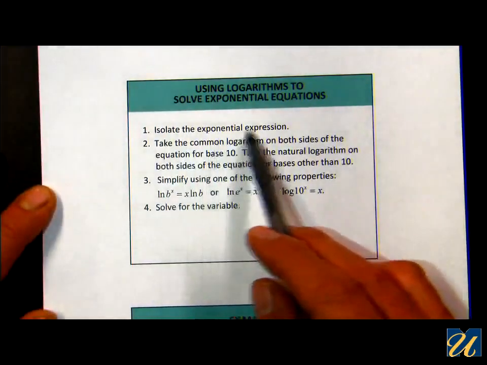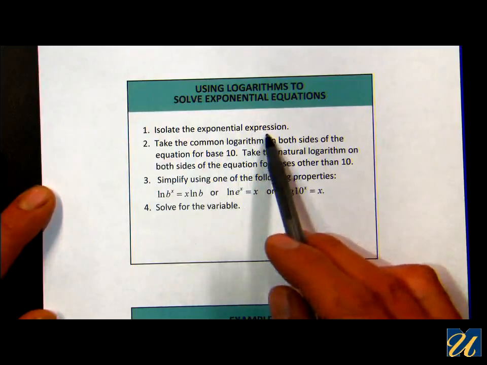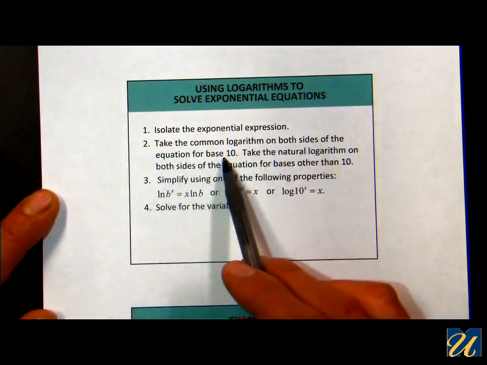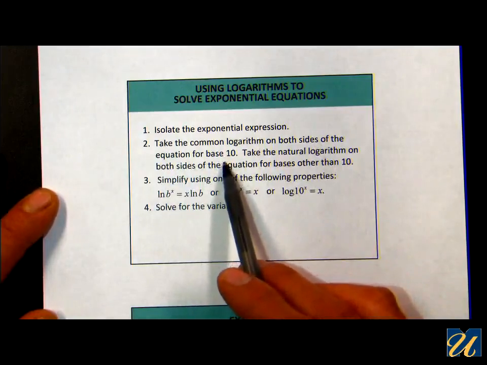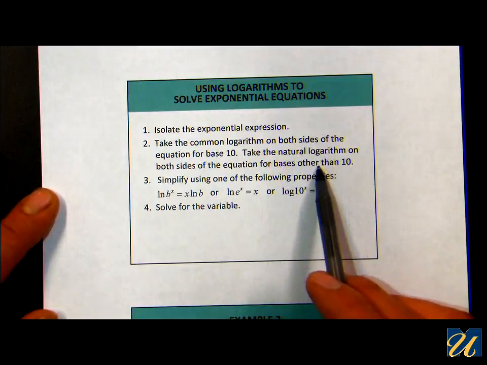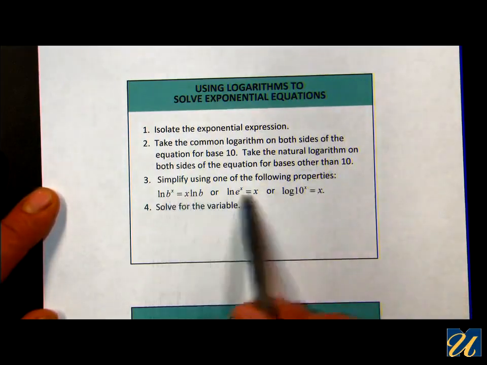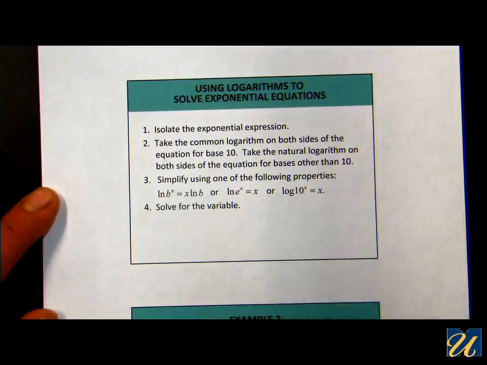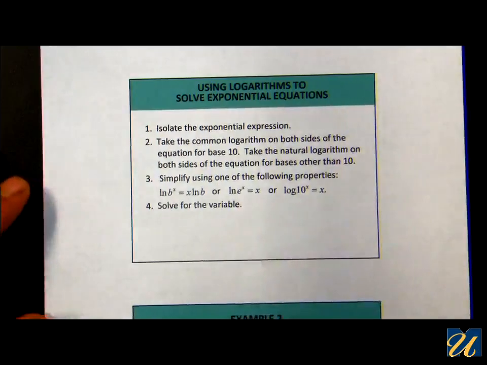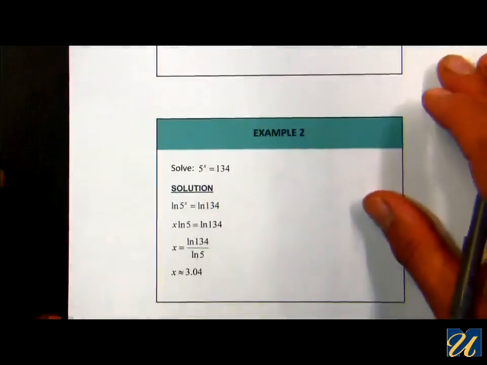Isolate the term that contains the exponential. Take the common log of both sides of the equation. Well, if you have base 10, you can do that, and otherwise you can take the natural log if you have any other base than 10. And then simplify using the inverse properties, or you could say the power property. It's one and the same. And then you can solve for the variable. So let's see how this works.